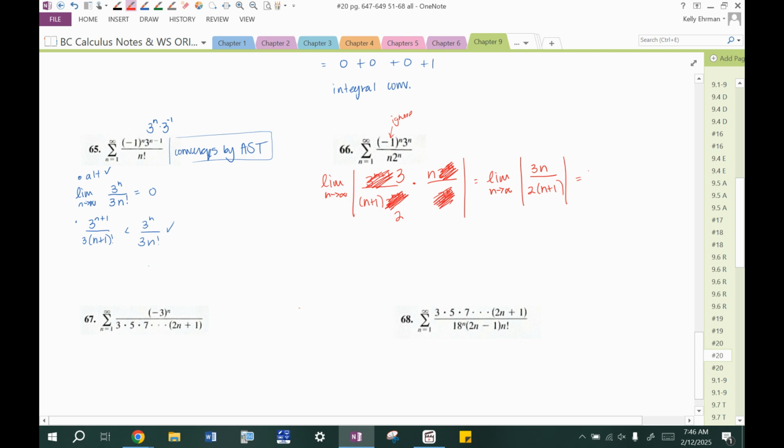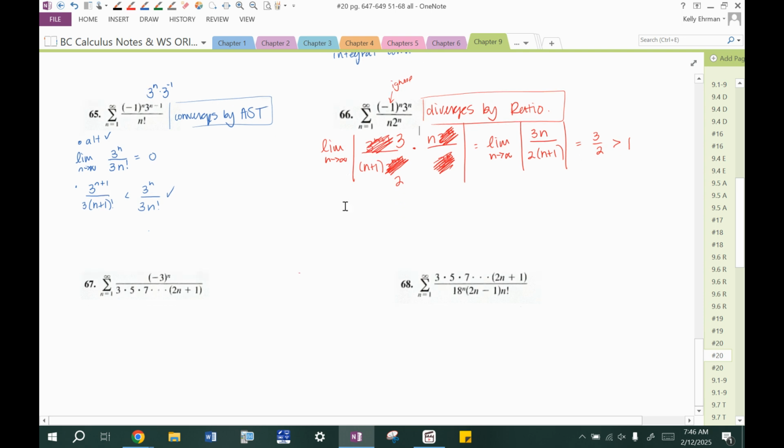That's a tie, and I get 3 over 2. 3 over 2 is greater than 1. So this diverges by the ratio test because it's acting like a geometric series with a common ratio greater than 1. All right, what about these last two?